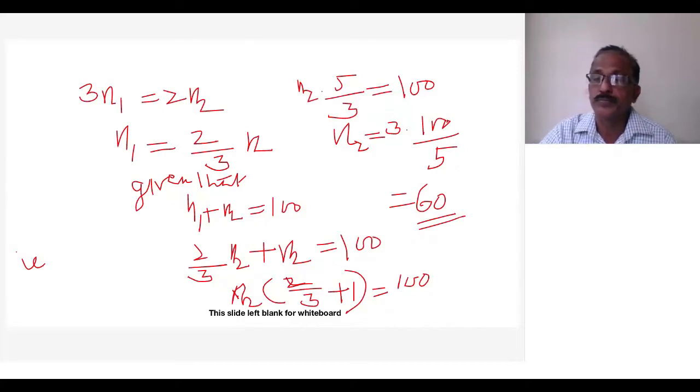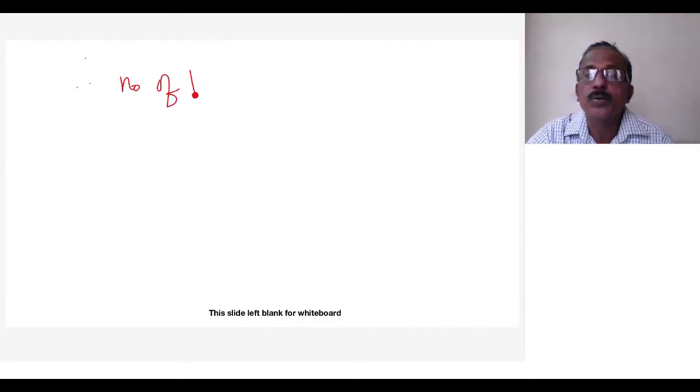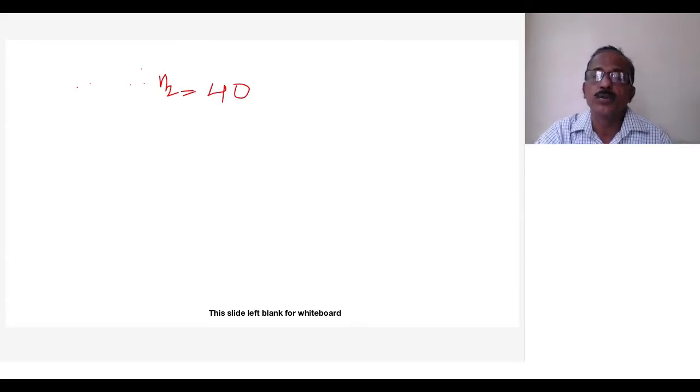Therefore, n1, the number of boys, is equal to 40. So n1 is equal to 40 and n2 is equal to 60.